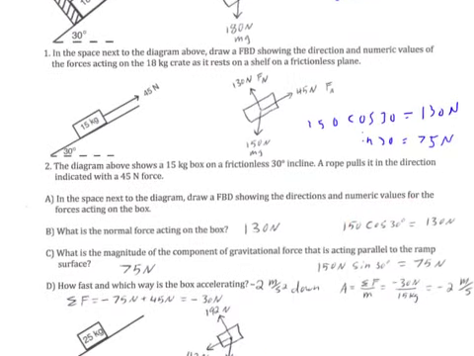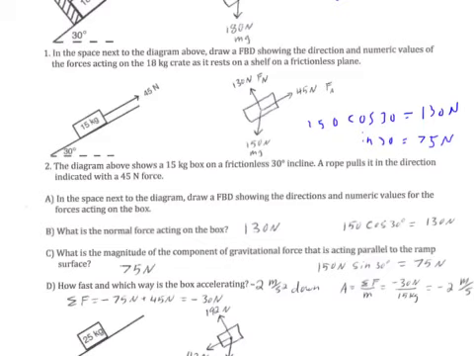Now, C says, what is the magnitude of the component of gravitational force? And that's what I did here. I basically said 150, which is the gravitational force, times the sine of the angle. And that gave me 75 newtons, which is acting this way. Now, how fast and which way is the box accelerating? To figure out acceleration, it's always the same. Acceleration equals the sum of the forces divided by the mass. A equals F over m, but it's got to be the sum of the forces, the net force.